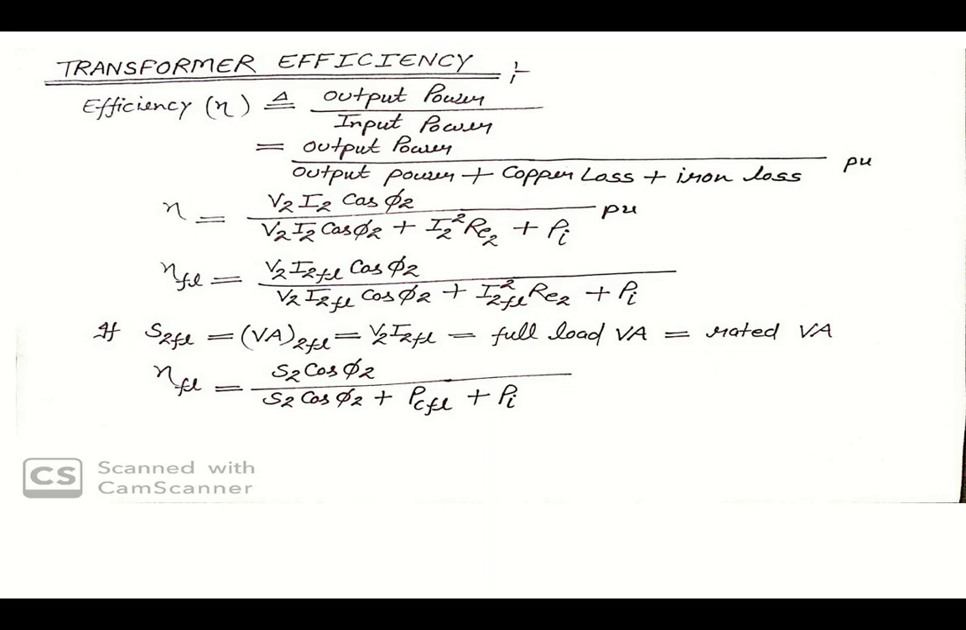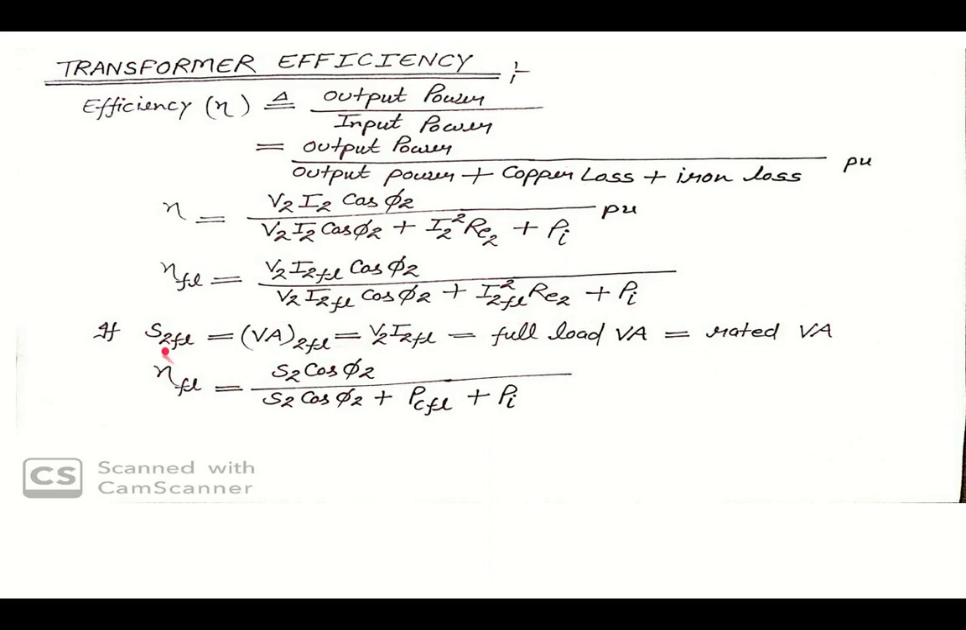Now the per unit efficiency at full load. Full load means the load current is at full load. So the expression will be the same, but with load current I2 at full load. You can see here I2 at full load, and the rest of the expression will be the same.